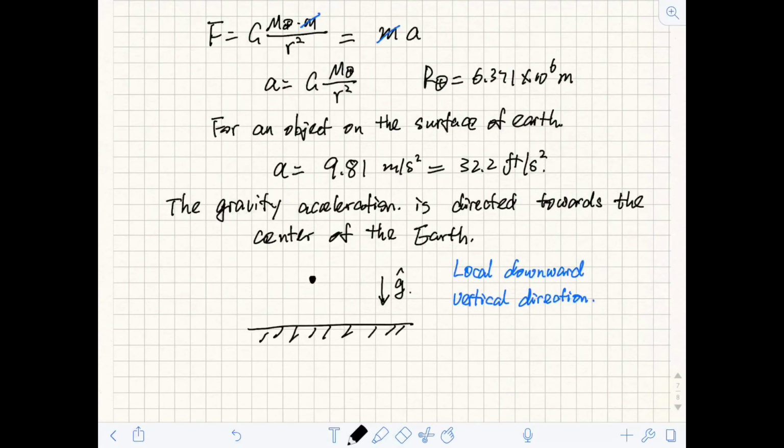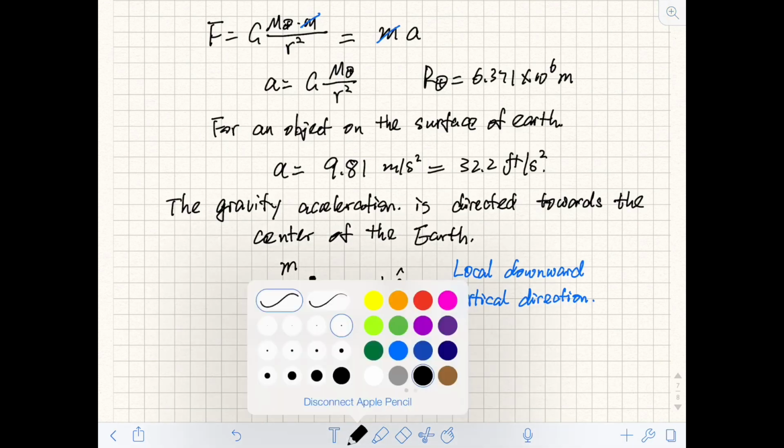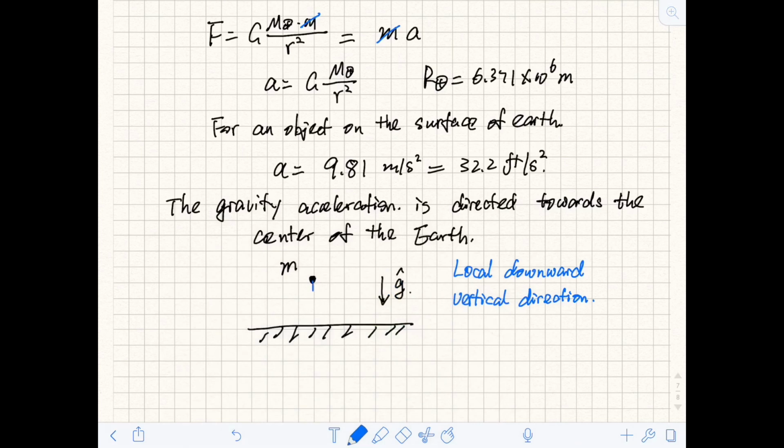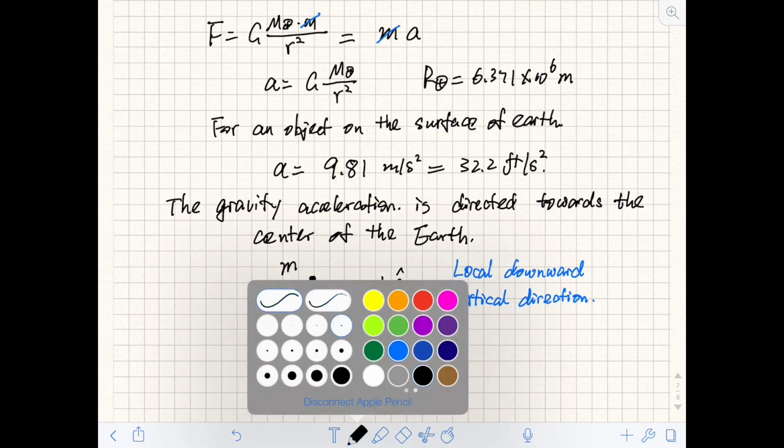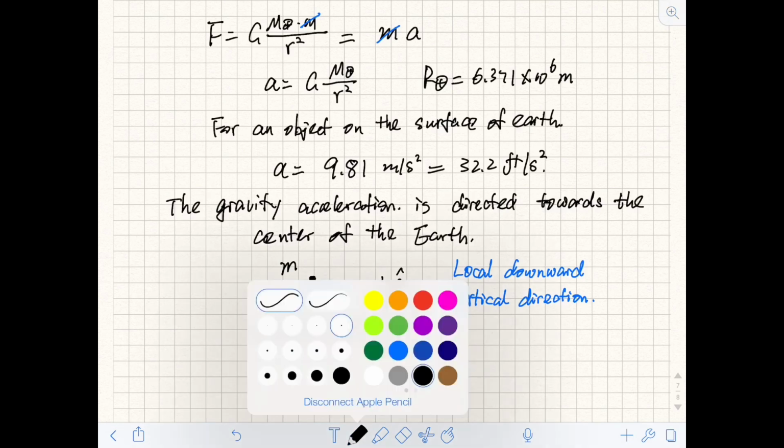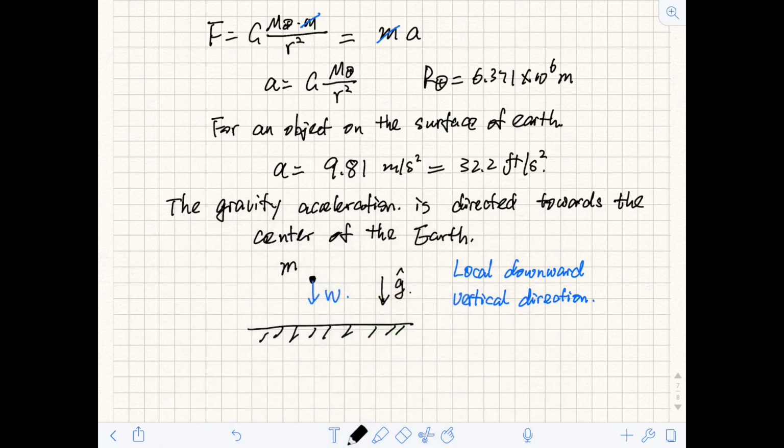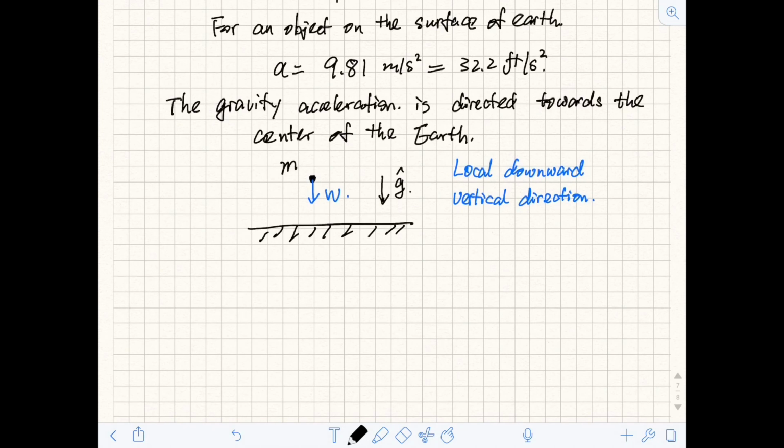And if we have some particle with mass m, the force exerted by gravity on that particle is something we call the weight of that object. So its weight is something the object feels in a gravity field. And we know the weight is actually equal to the gravitational force and is equal to m times the gravity acceleration.